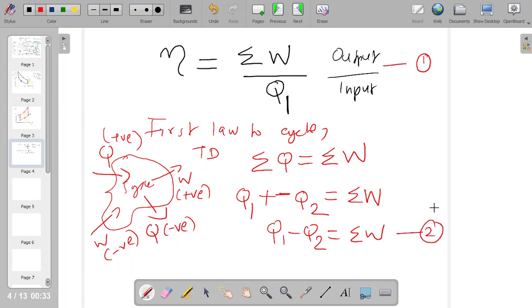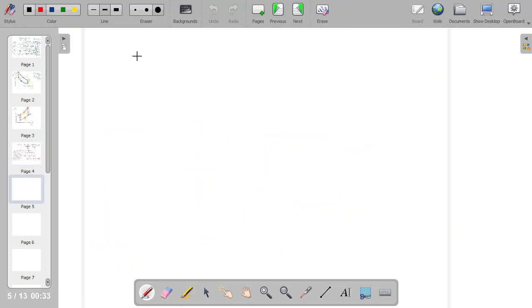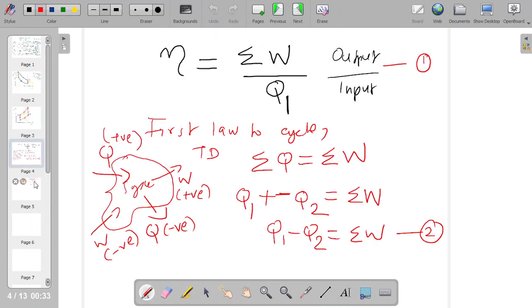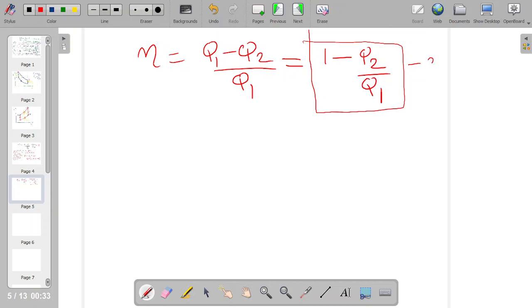Now substitute 2 in 1. Here also we have a sigma W. Substitute that and we can write efficiency equal to Q1 minus Q2 by Q1, which is equal to 1 minus Q2 by Q1. This is a commonly used expression for efficiency in thermodynamics. Efficiency is equal to 1 minus Q2 by Q1. And this will be our next equation, equation 3.